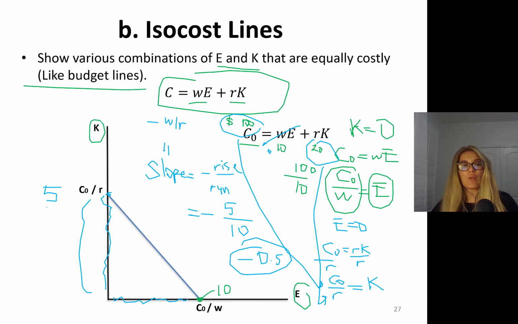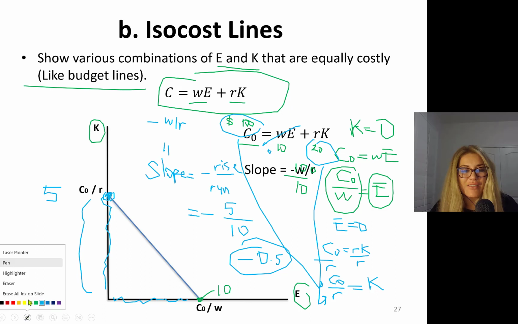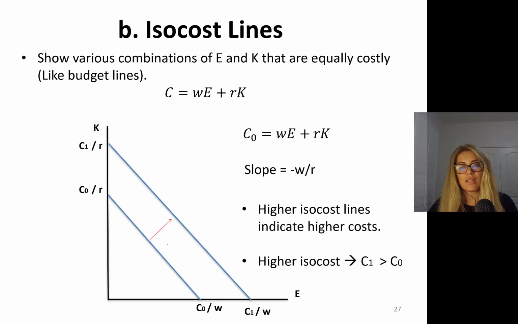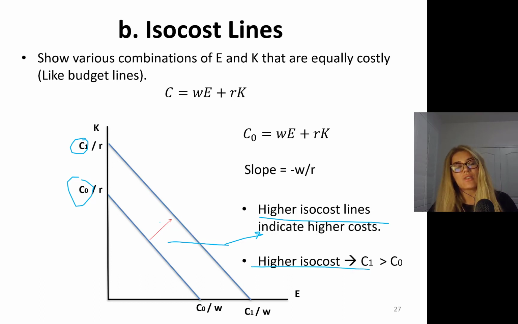So what did we learn? We learned to determine these intercepts. The slope is negative W over R. So what happens if the cost goes up? Higher isocost lines indicate higher cost levels. So C1 is greater than C0. It's a parallel shift, which means cost has gone up. Higher isocosts will lie to the right-hand side of the original isocost curve.